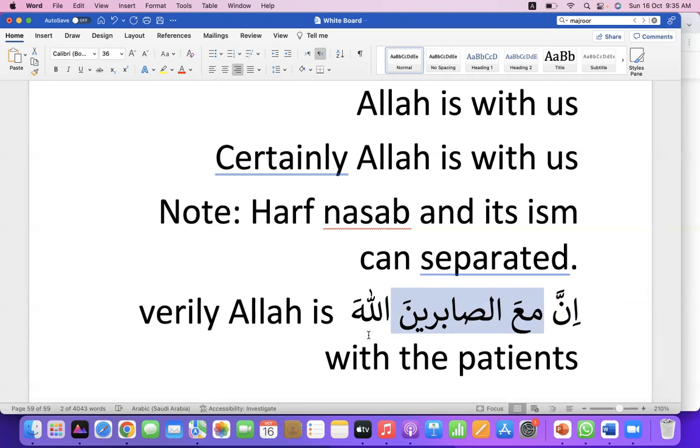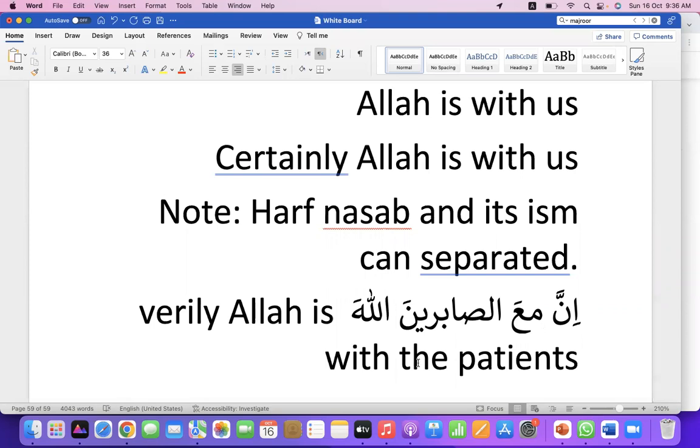But in case of harf-e-jar and majroor and mudaf ilayh, this cannot happen. They have to be together, except waw. If waw comes in between, then another word also becomes majroor. So this is what I wanted to tell you. When you try to find harf-e-nasab and mansoob, this thing can come. You will have harf-e-nasab, then some other things like a marfu word here and some mudaf ilayh with marfu, or harf-e-jar and majroor in between, and then you will have an ism which is mansoob because of that inna.